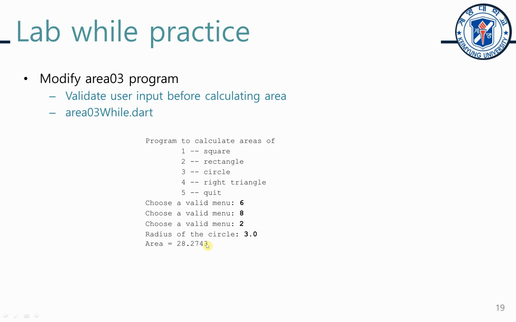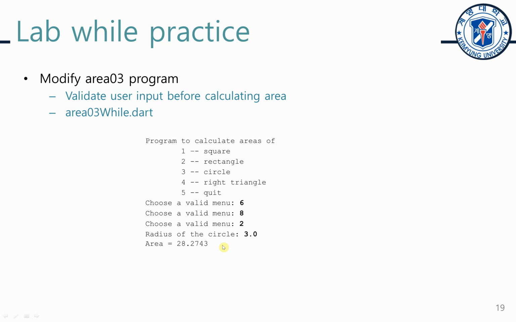Maybe this menu is incorrect, or this example is correct, but if the user chooses, say, 3, then we ask the radius of a circle, and we display the area of a circle. So I think you understand the concept of what we are trying to do, if you have any experience in Java or Python. You should be able to do this.